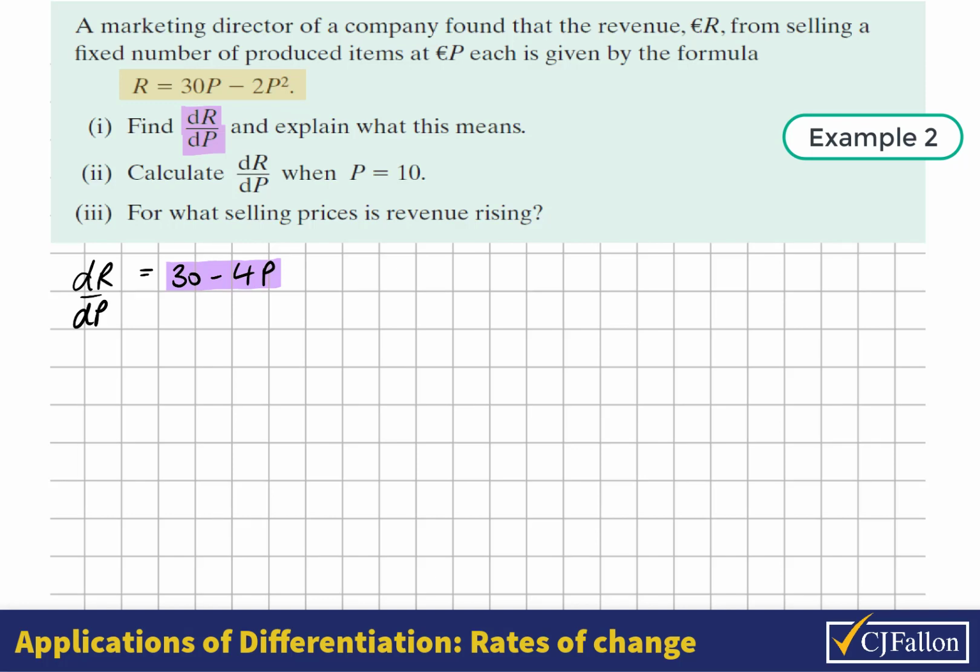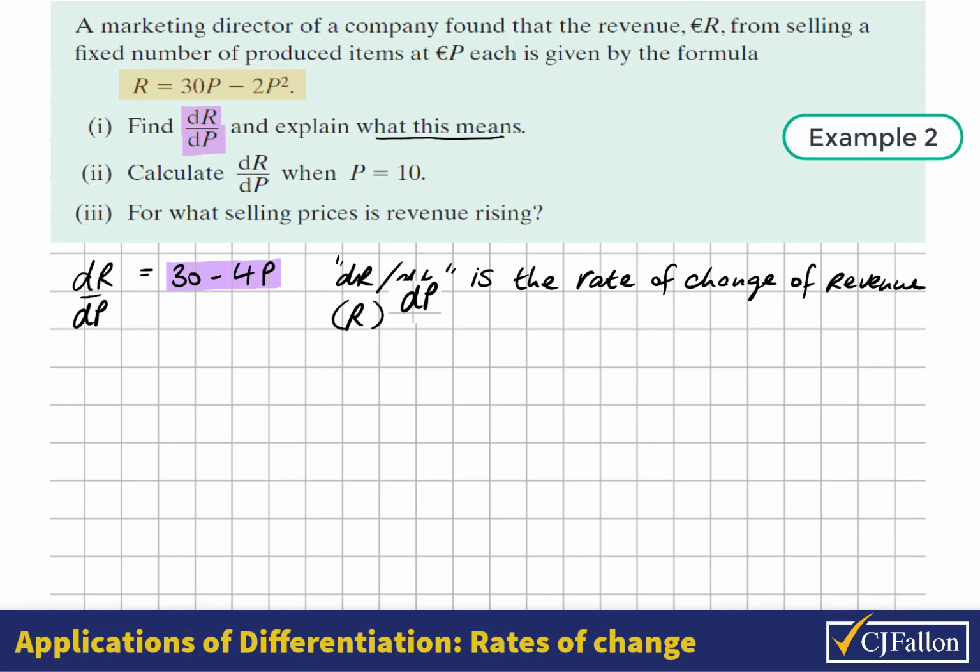Now we're being asked what this means. So dR/dp would be the rate of change of revenue with respect to a change in p. So dR/dp gives us an indication of how the revenue would be affected by a change in the selling price.